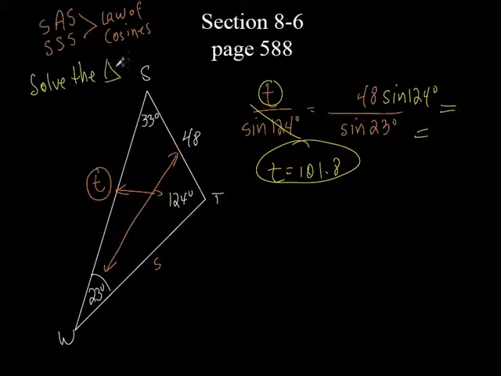Solve the triangle. When it says solve the triangle, I'm trying to find all the missing parts. Well, first of all, I got this. That was the first thing I found, isn't it? Okay, then I found this one. Now what do I have to find? S. So let's find that one.